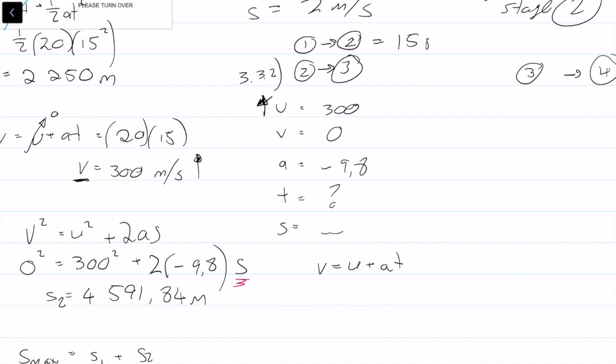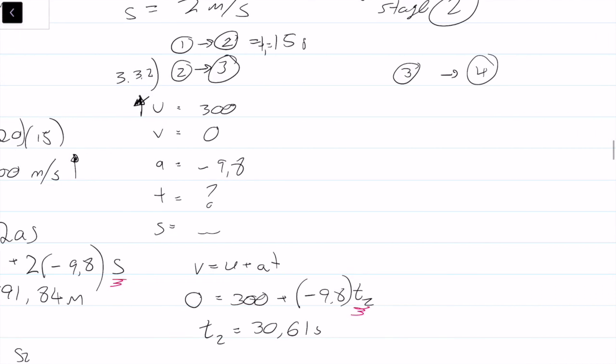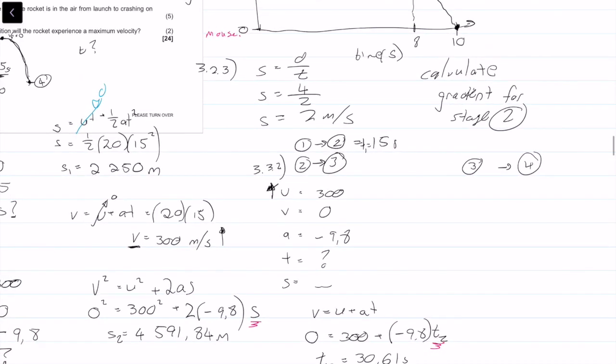So what we have is V, which is 0, is equal to 300 plus our acceleration, which is minus 9.8, times the time. I'm going to label this t1 is equal to 15 and t2. As we can see here, t2 is the only unknown. So t2 we can calculate as being equal to 30.61 seconds. Okay, now I'm going to do the UVATs for 3 to 4.